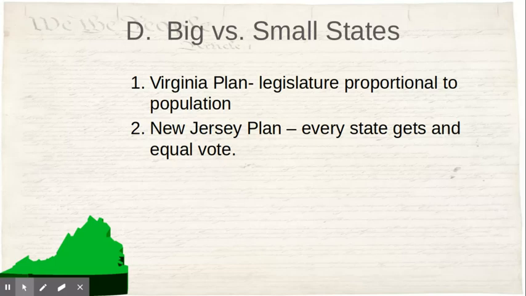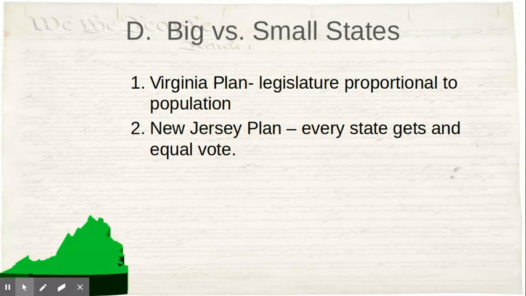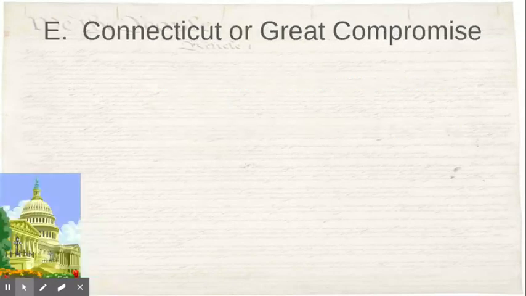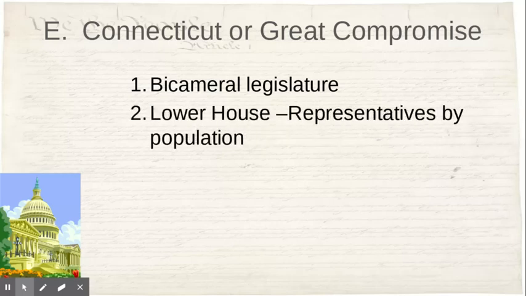Now, one way to compromise is to meet halfway in between. Another way to compromise, of course, is to take both parts and put them together, and that's exactly what would happen. Connecticut would propose that we have a Congress with two parts, one that represented Virginia's needs and one that represented New Jersey's. So the compromise is that we would have a two-part Congress.